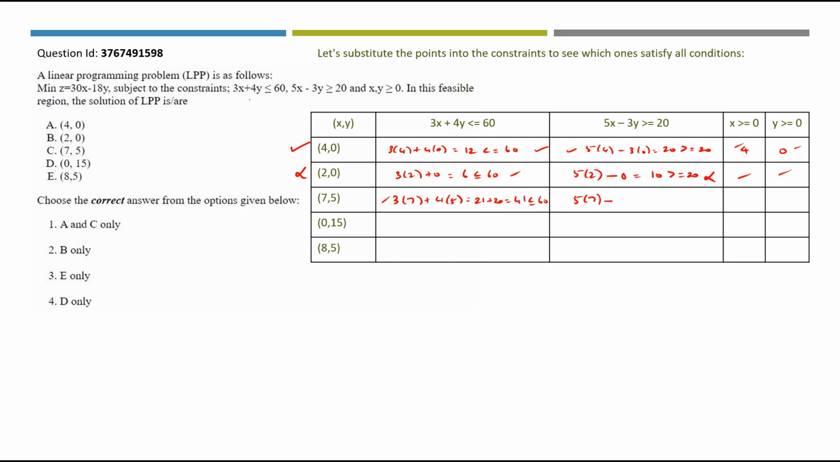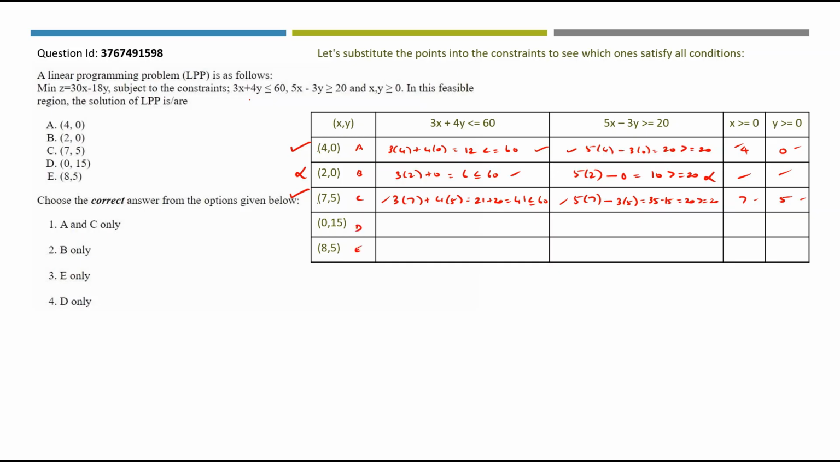5 into 7 minus 3 into 5. 35 minus 15 will give you 20. 20 is equal to 20 here. So definitely this is also fine. X is 7 and y is 5. Both are greater than 0. So this can also be considered. So if you take the option, this is A, B, C, D, E.